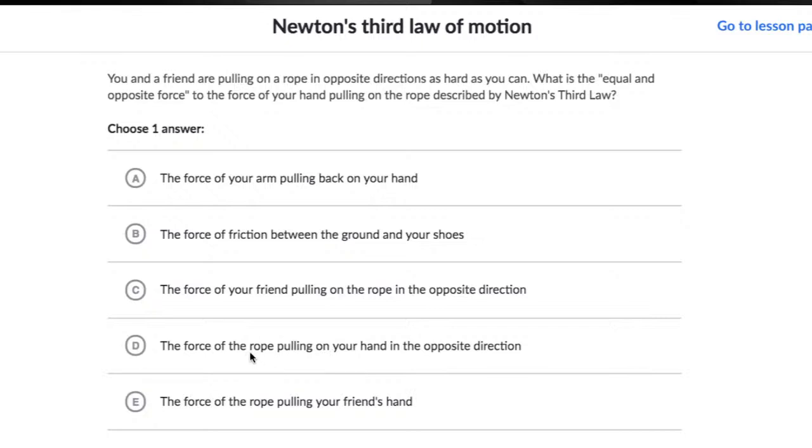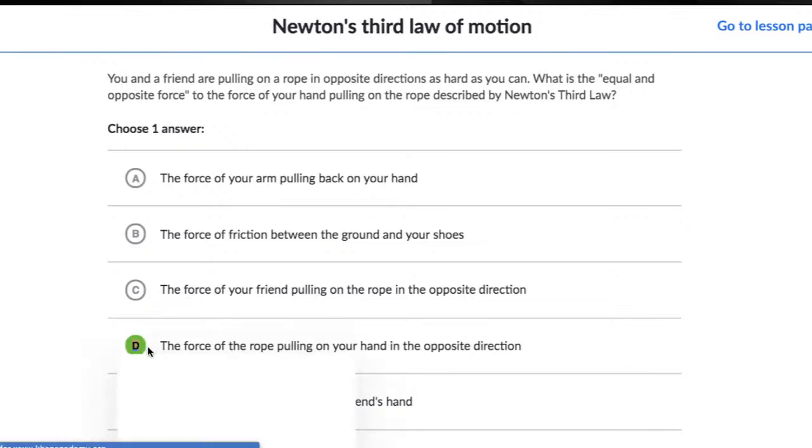So, no. This is a very difficult question. The other forces have no meaning here. The force of the rope on your hand is the reaction of this force. Your friend pulling on the rope in the opposite direction as hard as you can is not the reaction. What is the equal and opposite force to the force of the hand? So D will be the answer: the force of the rope pulling on your hand in the opposite direction.